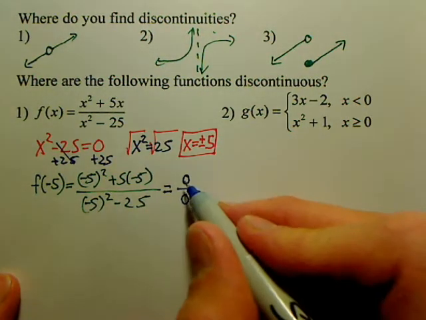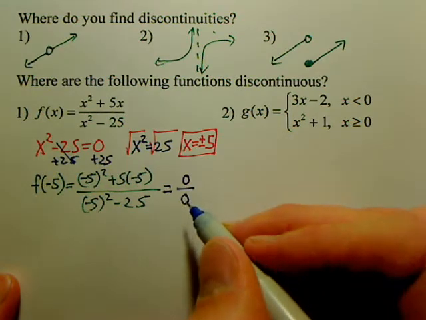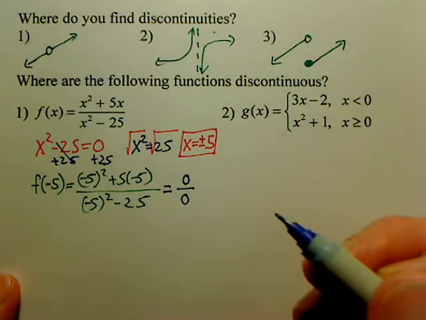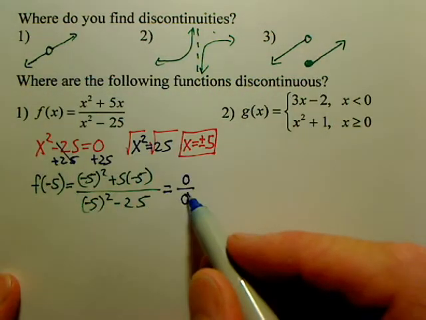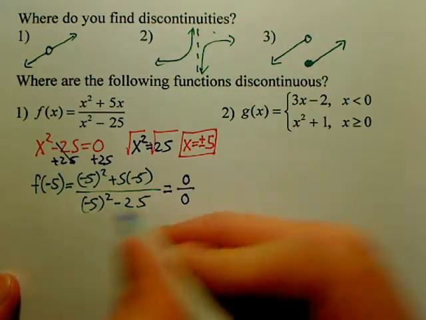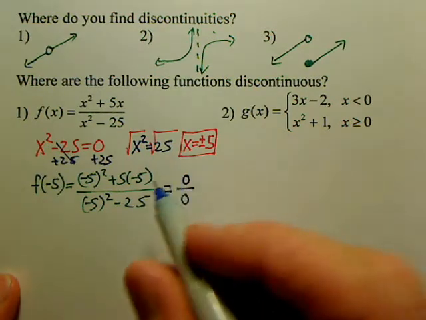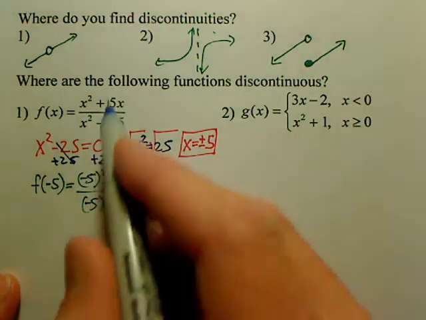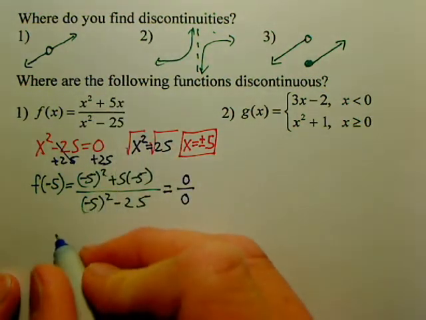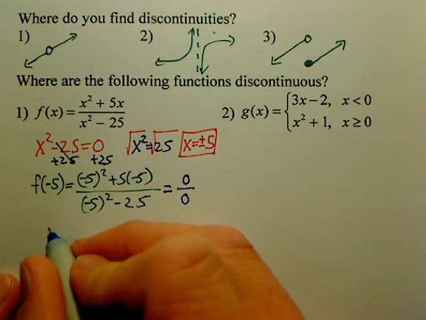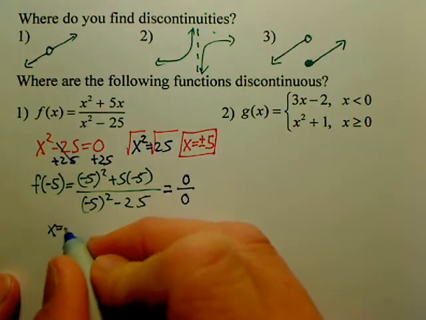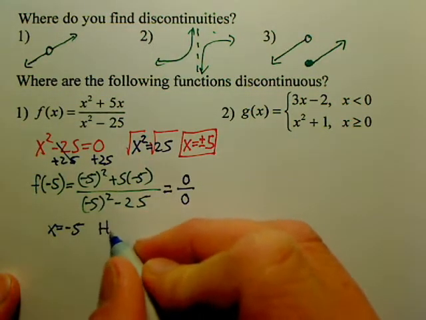All right. So I got the answer 0 over 0, which is called indeterminate form. Now what does that mean? Well, what kind of discontinuity would this show up to be? Whenever you get a 0 over 0 as a result, when you plug in the answers you found for discontinuity with a fraction, you will get a hole. It would be this kind of discontinuity. So at x equals negative 5, we are going to have a hole.